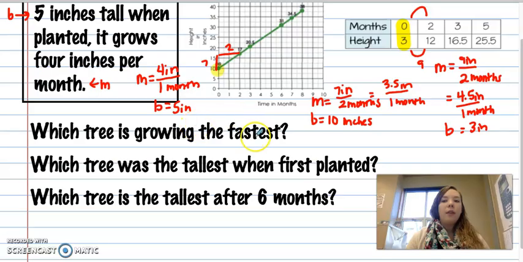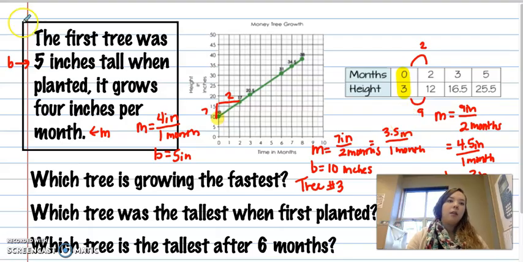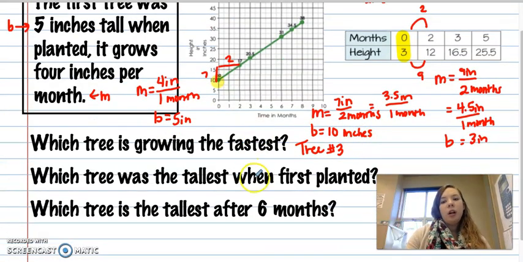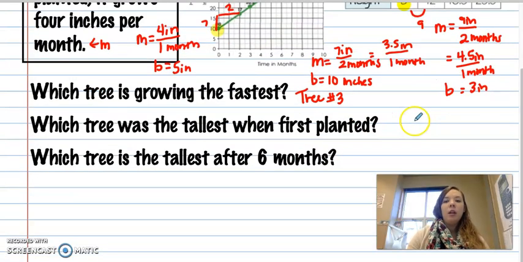Which tree is growing the fastest? So we're looking for the biggest slope. Here we have 4, 3.5, and 4.5. So tree number 3 is growing the fastest because this is 1, 2, and 3. Okay. Which tree was the tallest when first planted? So we have 5 inches, 10 inches, and 3 inches. So that would be tree 2.